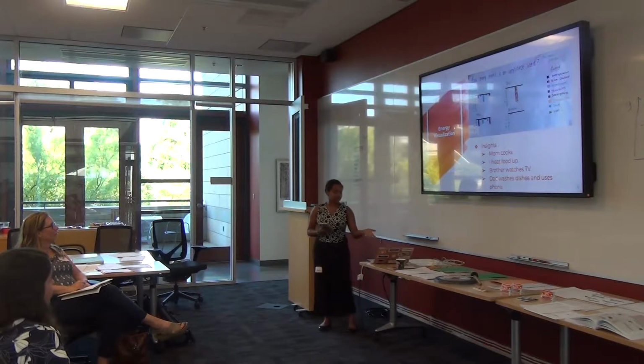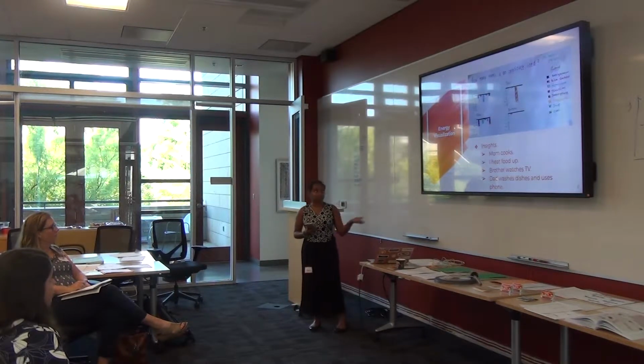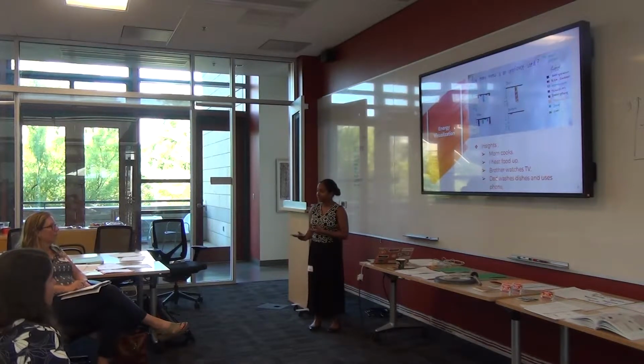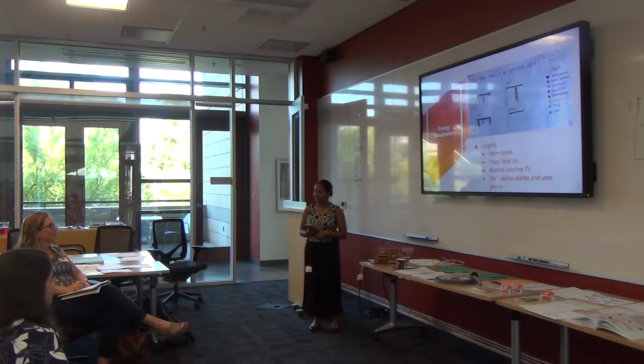This is an energy visualization that I drew. It's how many times an appliance is used by each person during dinner time. As you can see, my mom does most of the cooking. My dad uses his smartphone and washes dishes. I heat up the food and my brother watches TV.